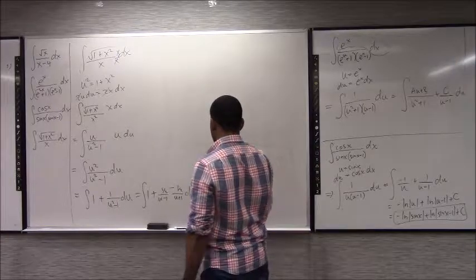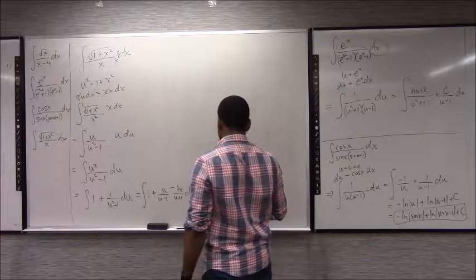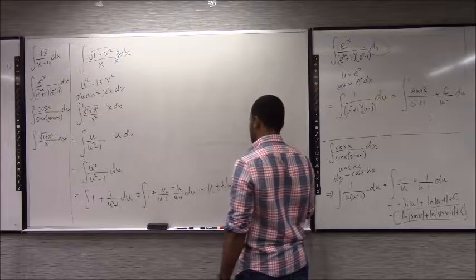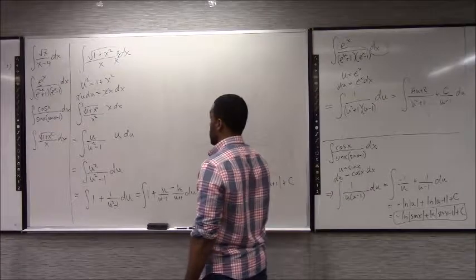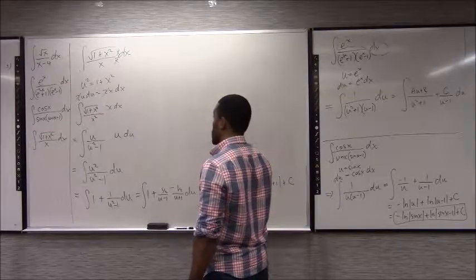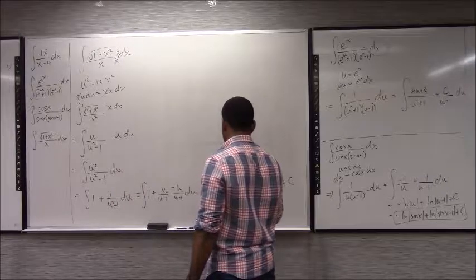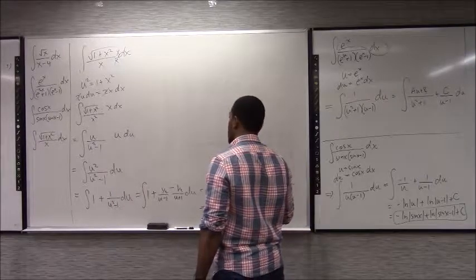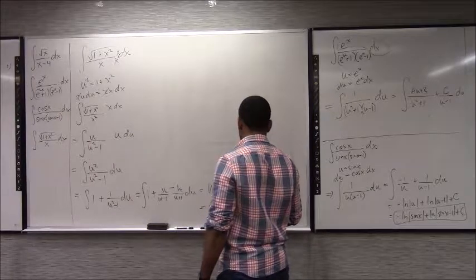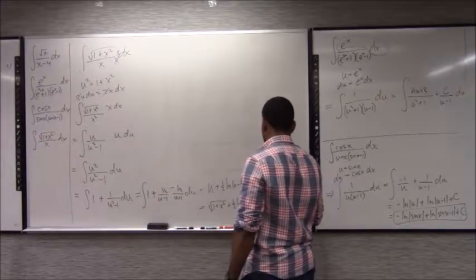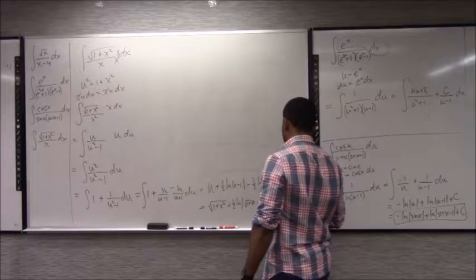That's just going to be u plus 1/2 of ln of u minus 1 minus 1/2 ln of u plus 1. And then you plug in your u. So your u was the square root of 1 plus x squared, plus 1/2 ln of the square root of 1 plus x squared minus 1, minus a half ln of the square root of 1 plus x squared plus 1.